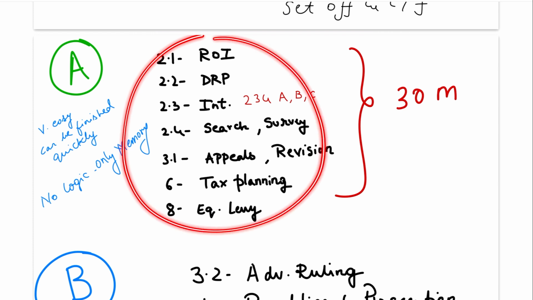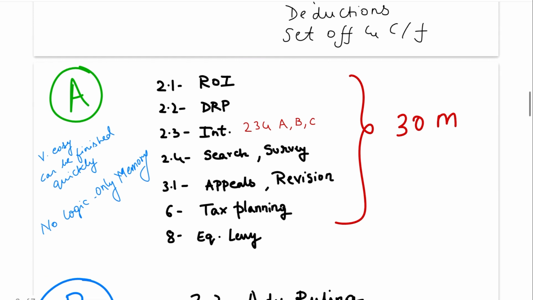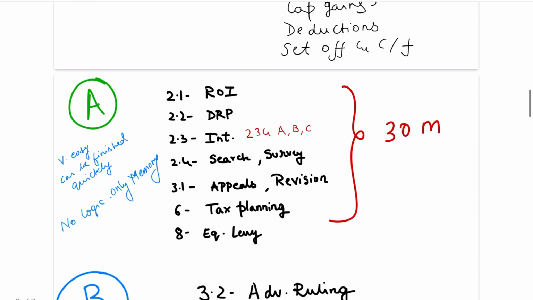These A category topics are very easy. They can be finished very quickly. And also there is not much logic in these topics. Only we need to memorize some stuff in these topics. While A plus category topics are also easy, but we require some guidance for these topics. So these are the A category topics.